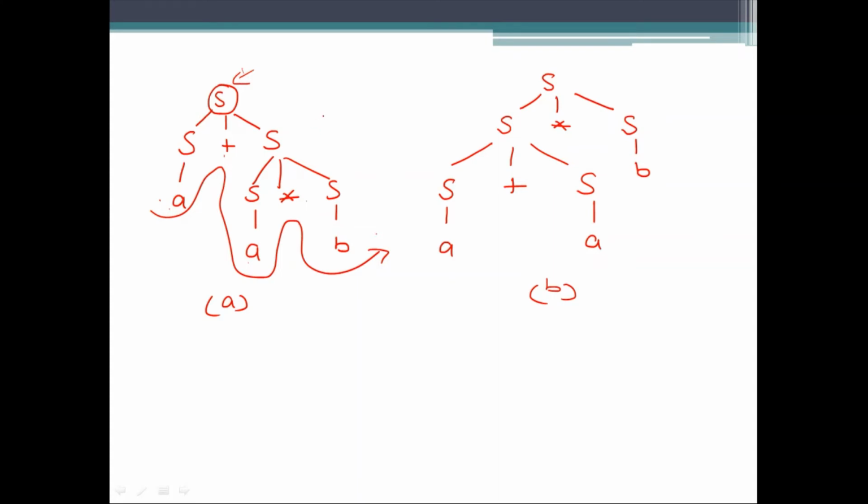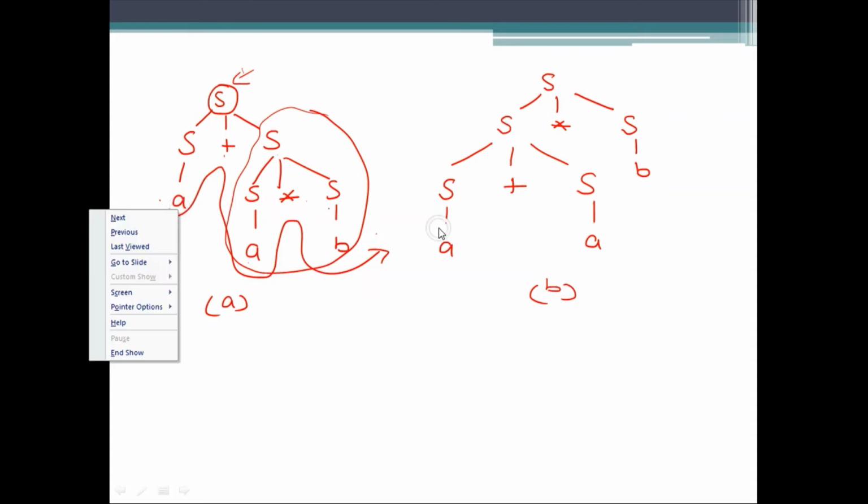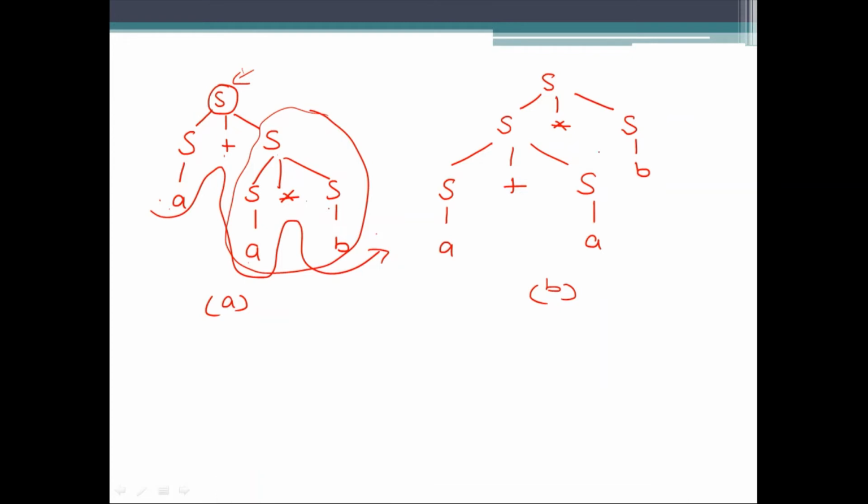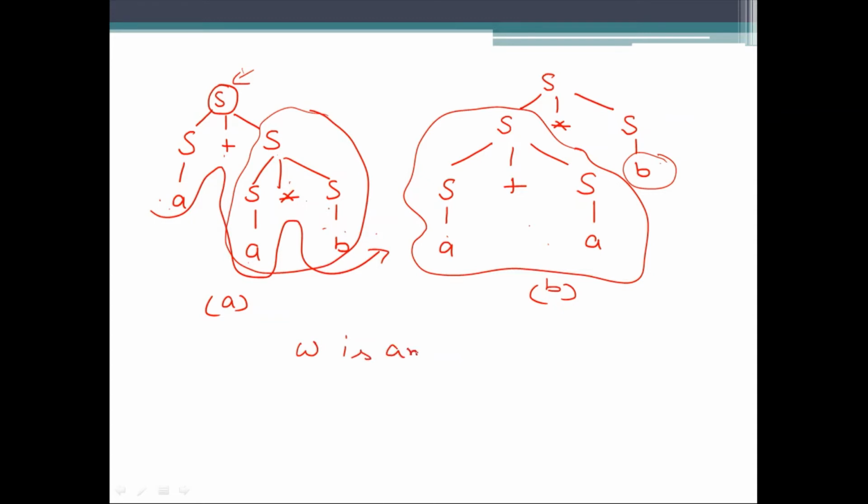case, what is happening? Multiplication is happening first, and then the result is going to be added with A. But in this case, what is happening? We are seeing addition first, and then the result is going to be multiplied with B. So the same expression is going to be evaluated in two manners. So we are going to see that W is ambiguous.